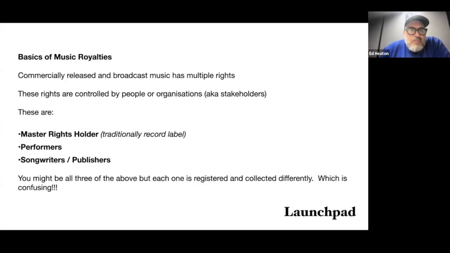Commercially released and broadcast music has multiple rights. These rights are controlled by people or organizations. We call these stakeholders, and we talk a lot about stakeholders in the music industry. Basically the stakeholders are the master rights holder, traditionally a record label, but nowadays that can also be an independent artist who is self-releasing work, the performers, and the songwriters and publishers. So these are the three main stakeholders when a song is released.